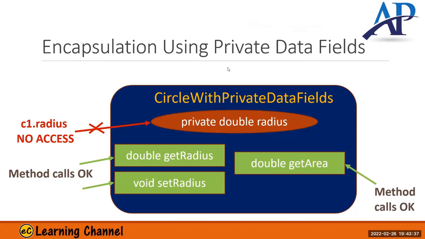So encapsulation. For a private data field, you need to use a public method to get it. You cannot use dot access to access it.